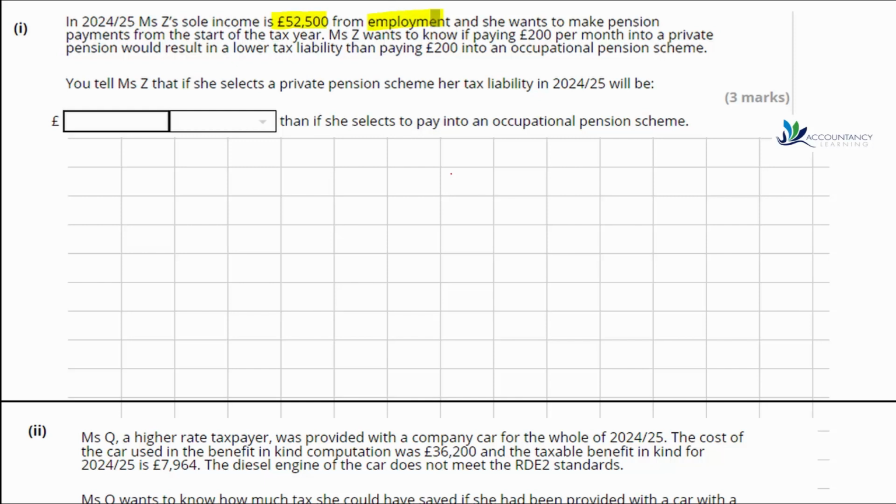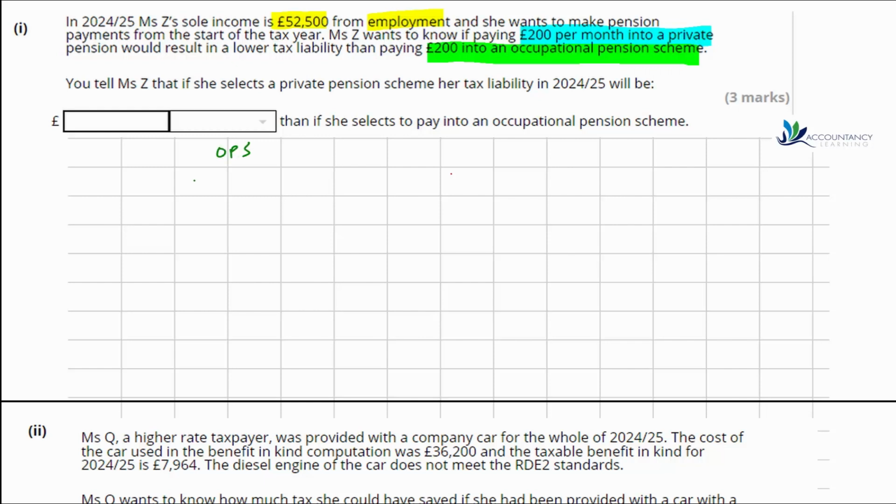So Miss Z wants to know if paying £200 per month into a private pension would result in a lower tax liability compared with paying £200 into an occupational pension scheme, which would be deducted by the employer from the gross salary. So let's compare the two. Let's look at the occupational pension scheme first.